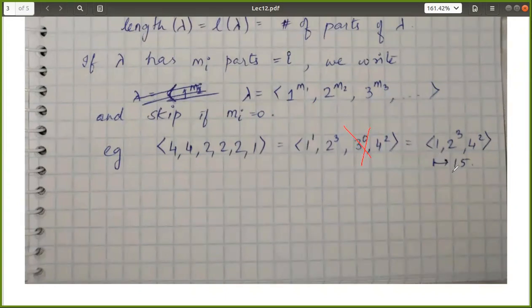This is a partition of number 15. How 15? It's not 2 raised to 3, it is 2 plus 2 plus 2. So it is 2 into 3, 6, 4 into 2, 8. So 8 plus 6 is 14, plus 1, 15. So it's a partition of 15. Okay.